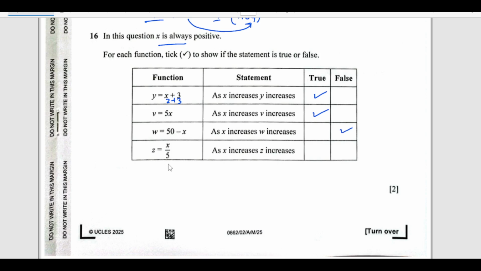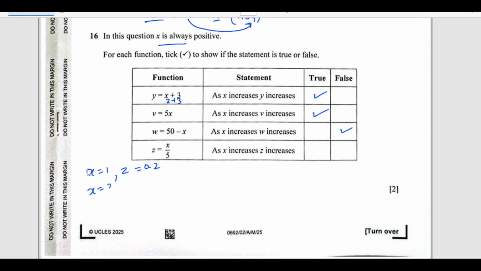And here we have as x increases, z increases. So if x is 1, y is 2.5. If x is 2, y is 5. So if x is 1, you can also use a calculator. 1 divided by 5. So when x is 1, then z is 0.2, right?